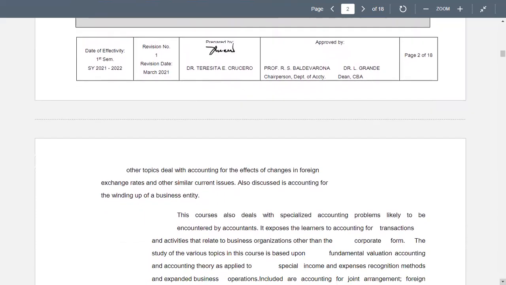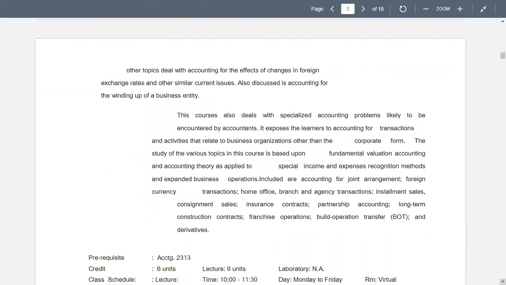We have other topics that deal with accounting for the effects of changes in foreign exchange rates and other similar current issues. Also discussed is accounting for the winding up of a business entity. Now, the objectives as mentioned would relate to Accounting 3122 as well, and to the first part of Accounting 3123.